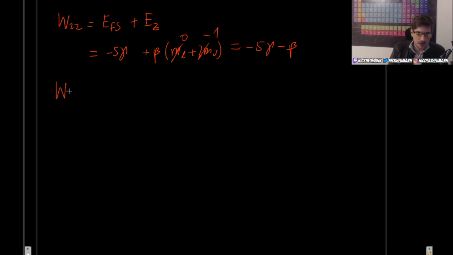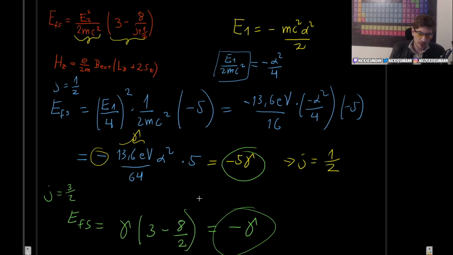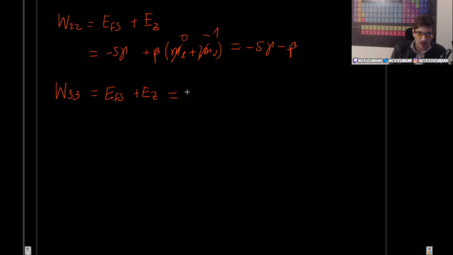Maybe here. So W33. This is going to be, again, the fine structure energy plus the Zeeman part. So what is the fine structure part? Let's check out our state. We are in this one. This time it is a state with J equal 3/2, which means we have to take the energy to be minus gamma. And then we have plus the Zeeman contribution, which is plus beta times (ml plus 2ms).